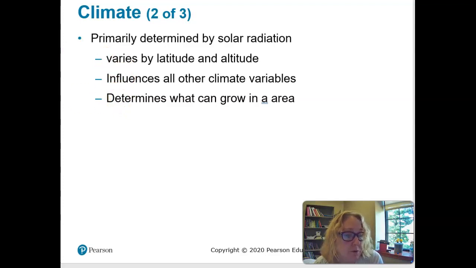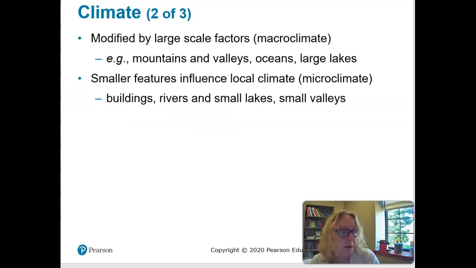So it basically influences all other climate variabilities. The most important thing is the amount of solar radiation that you get. This basically determines everything else. It determines what can grow in a given area.